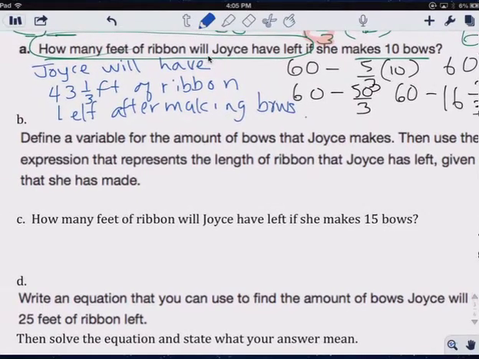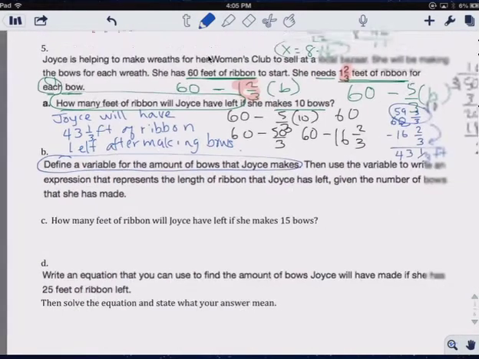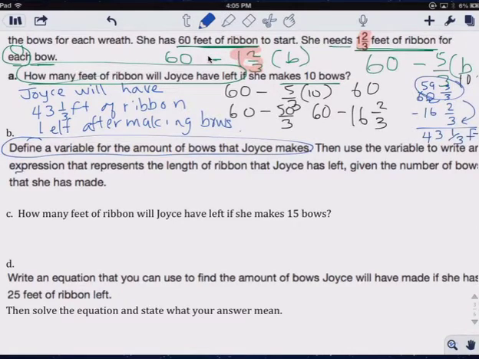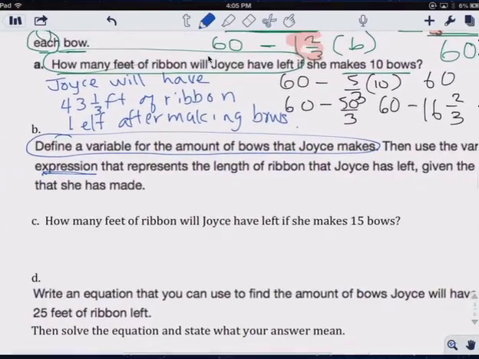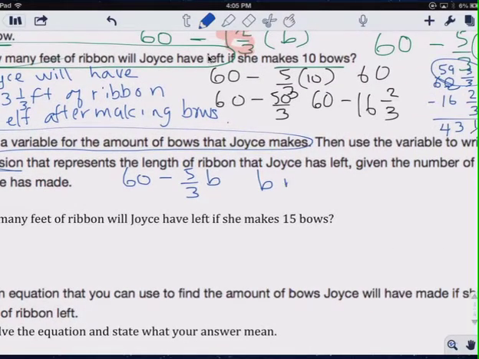Define the variable for the number of bows Joyce has made. Then use the variable to write an expression representing the length of ribbon that Joyce has left given the number of bows she has made. We got our expression: 60 minus 5/3 b. That's our expression. b stands for the number of bows.